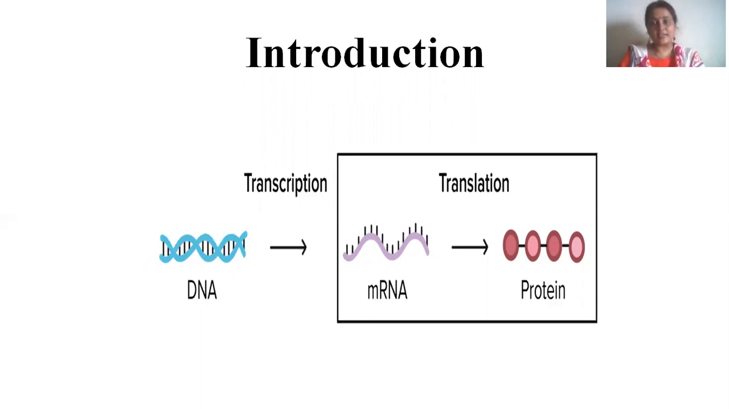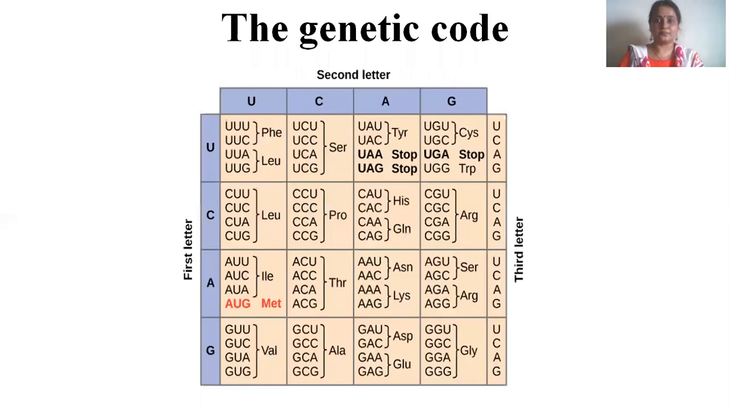Now, during translation, the nucleotide sequence is read in a discrete manner, in sets of 3. Each set of 3 nucleotides works as a single genetic code, or a codon. Each genetic code codes for a single amino acid. So, to understand translation, first we have to learn about genetic code.